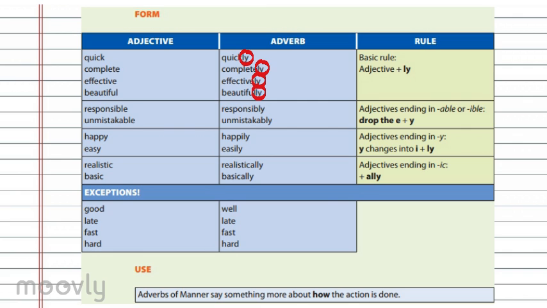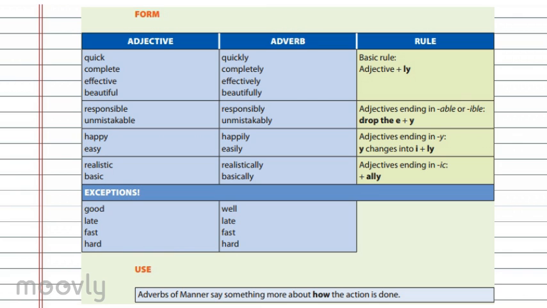That's the basic rule. Looking at the second row then, you see that the words responsible and unmistakable, they both end in able. Then you just simply drop the last e you see and you add a y. So responsible becomes responsibly and unmistakable becomes unmistakably.